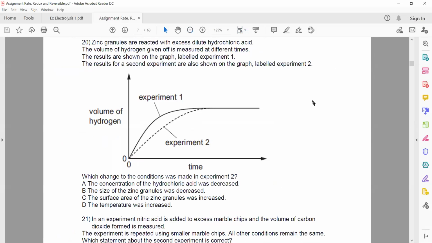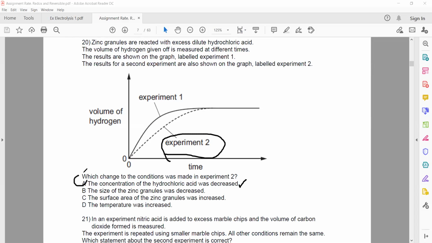Which change to the condition was made in experiment 2? Experiment 2 is slower than experiment 1. What change is done in experiment 2 to slow it down? So because experiment 2 is slower, the concentration of hydrochloric acid was decreased.